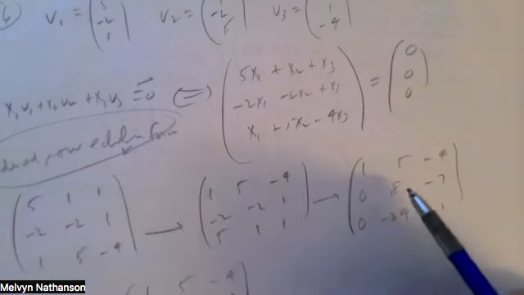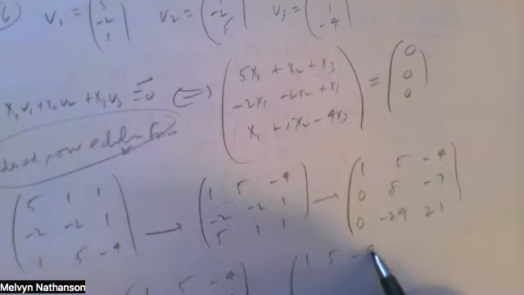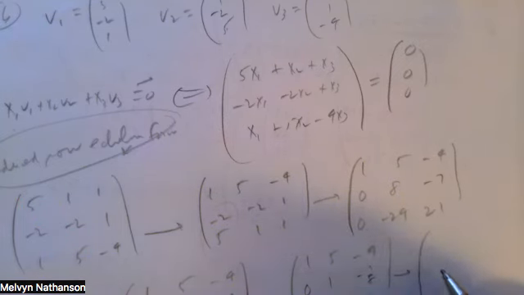I notice if I add 3 times the second row to the third row, I get 0, 0, 0. And I could almost stop there, but then I keep going. So 1, 5, minus 4, 0, 8, minus 7, 0, 0, 0. I want a 1 here, so I divide this by 8. So I get 0, 1, minus 7/8, and then 0, 0, 0.